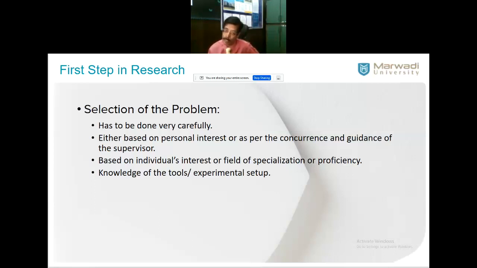It has to be done very carefully based on your personal interest. Sir, I'm interested in blockchain, I'm interested in this, that, and all. You can tell. There are many areas also coming up. You can explore on the internet. Anything that is fascinating, you can choose. Or most of the time it's a mutual understanding between you and a guide. You are getting the topic cleared.